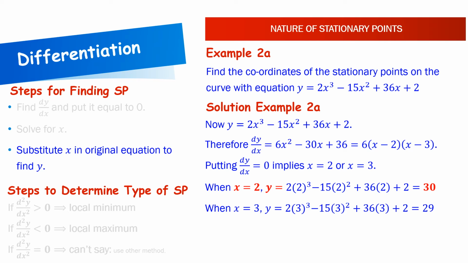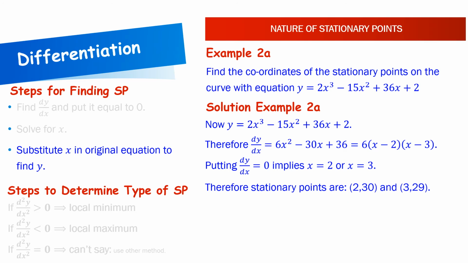So when x equals 2, y equals 30, and when x equals 3, y equals 29. So the stationary points are (2, 30) and (3, 29).